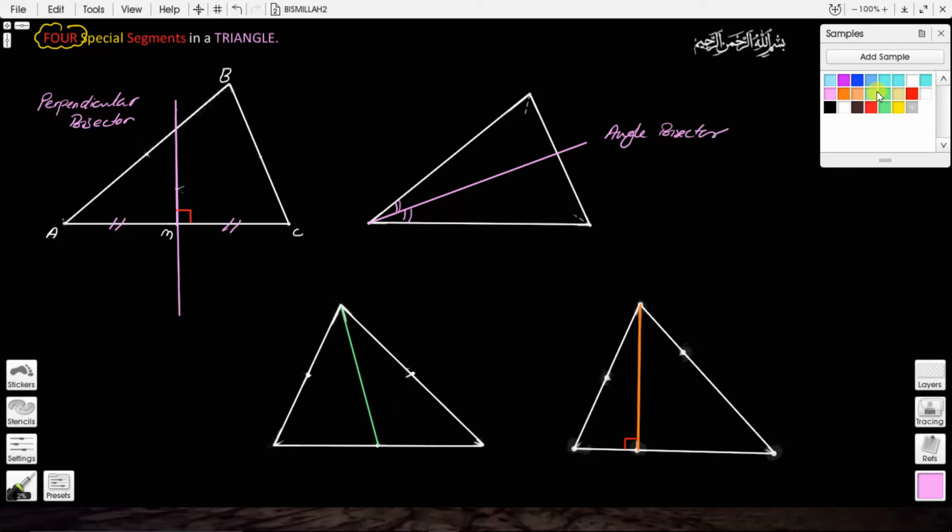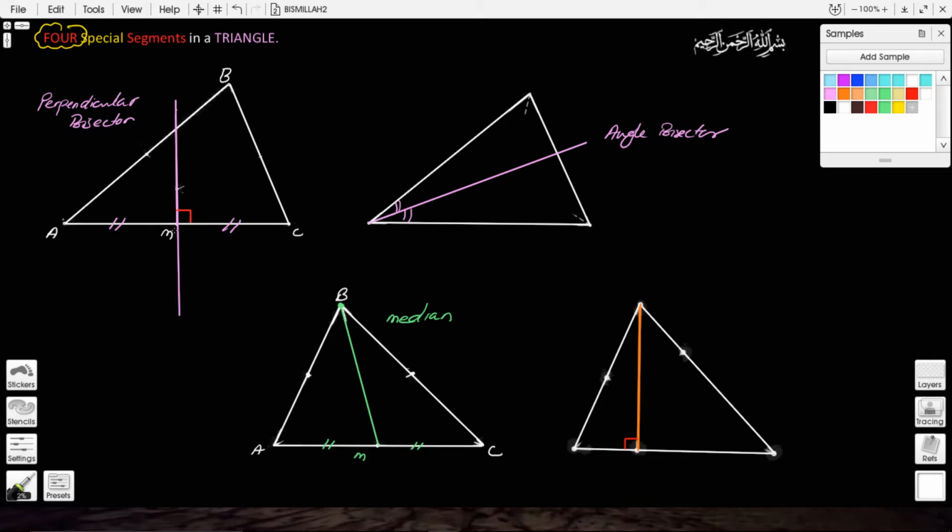The third special segment, that I believe we have not met before, is called the median. A median is a segment that connects the vertex from one side to the midpoint of the other side, like this. This is the midpoint right here, and this segment connects the vertex B to the midpoint. Now notice this is different.